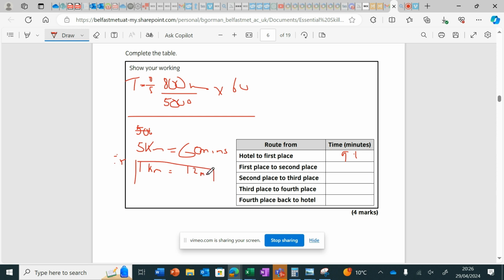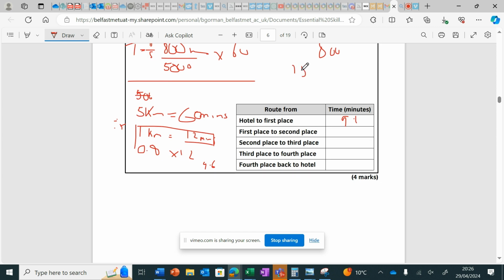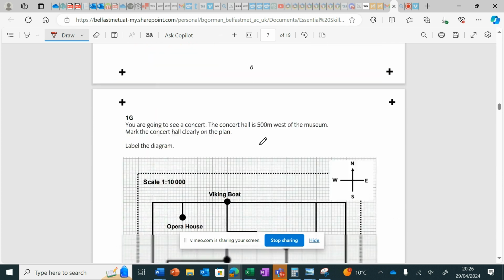So anything I have in kilometers, if I multiply it by 12, I'll get my answer. Well, 800 meters is slightly less than a kilometer, as there are 1,000 meters in a kilometer. So 800 is 0.8 kilometers, so I times that by 12, I get 9.6. 1,500 meters, I think, is the next one, possibly. So again, it's 1.5 kilometers. And if I times that by 12, I will get 18. And I'll just do that for each one. So there's more than one method there.